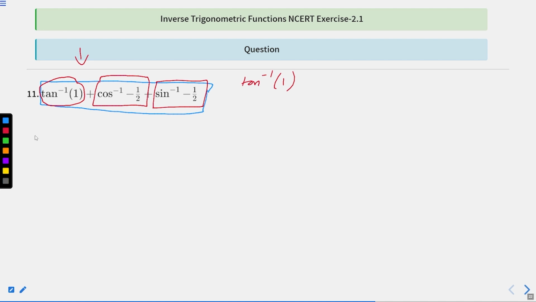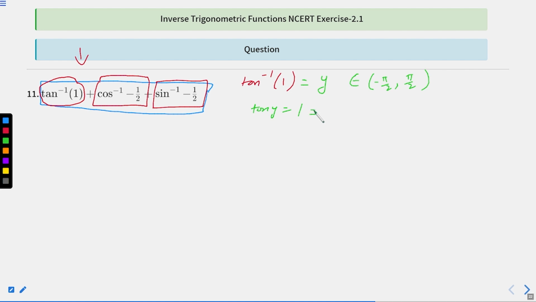Let us find it. So put this equal to y. We know that this must belong to the principal value branch, and the principal value branch for tan is what? Tan is one-one and onto in which interval? Minus pi by 2 to pi by 2. Okay. So now tan y is equal to 1.